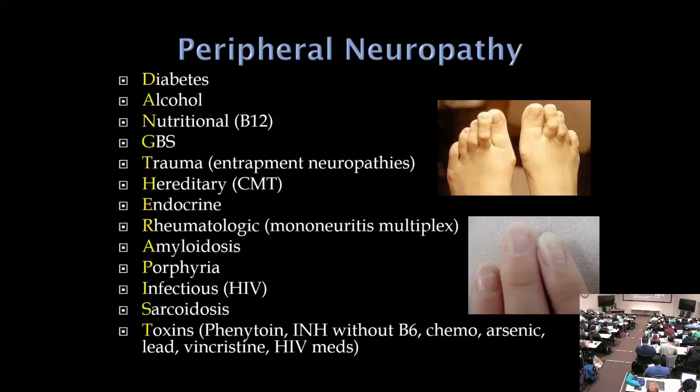Okay, if you don't give B6 with INH, then that can cause a peripheral neuropathy. Lots of chemotherapeutic medications can too, and really the one you should know is vincristine. Okay, vincristine, remember, is unique because it affects the microtubules and it affects axonal transport. The mechanism is so well known that that's one specific medication worth knowing.